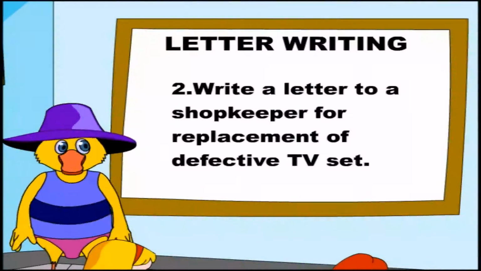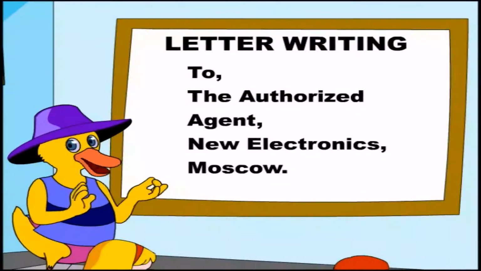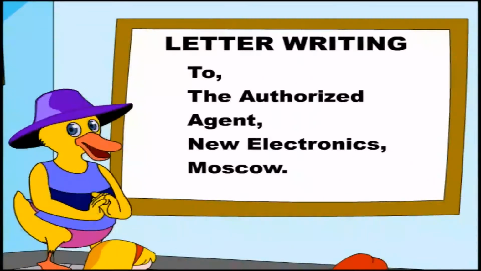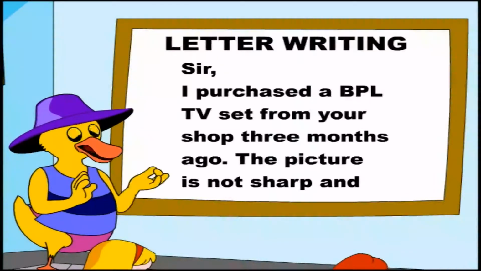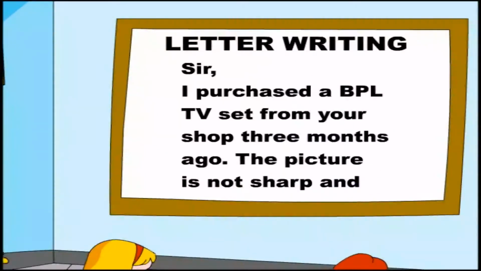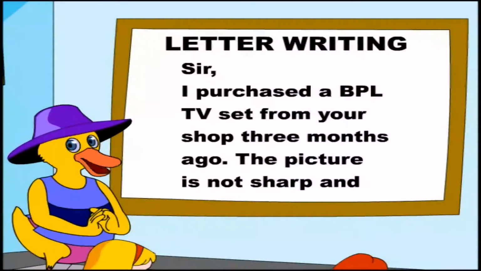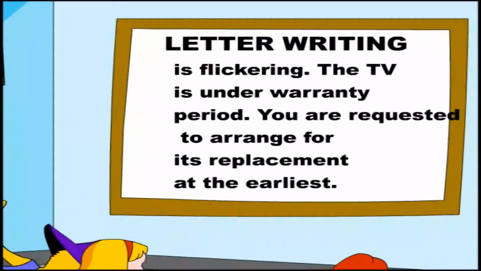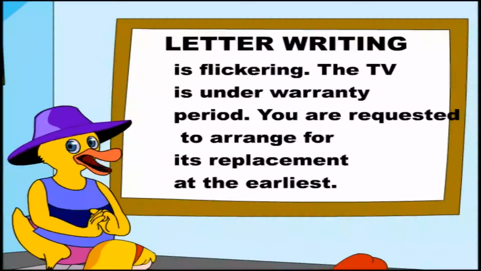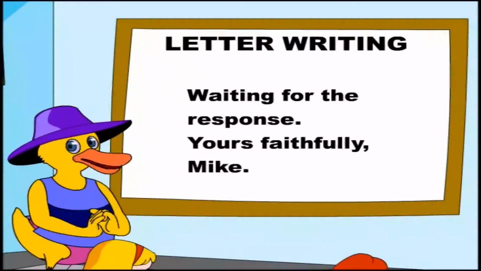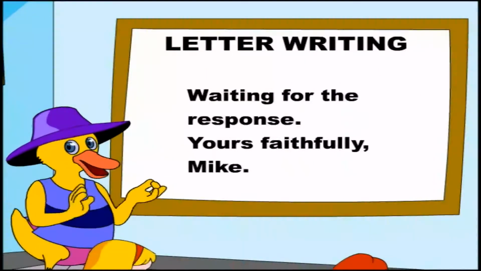2. Write a letter to a shopkeeper for replacement of defective TV set. The authorized agent, New Electronics, Moscow. Sir, I purchased a BPL TV set from your shop 3 months ago. The picture is not sharp and it's flickering. The TV is under warranty period. You are requested to arrange for its replacement at the earliest. Waiting for the response. Yours faithfully, Mike.